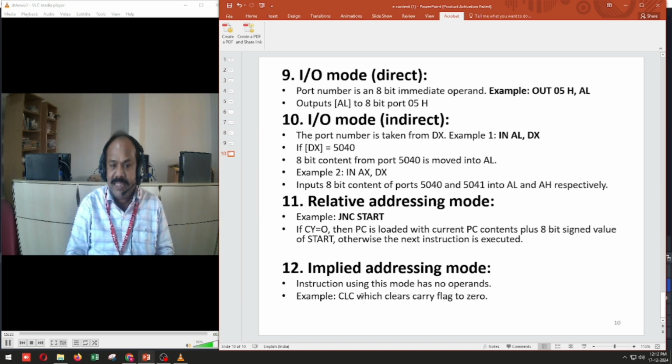So these are the various possible addressing modes in the 8086 processor.